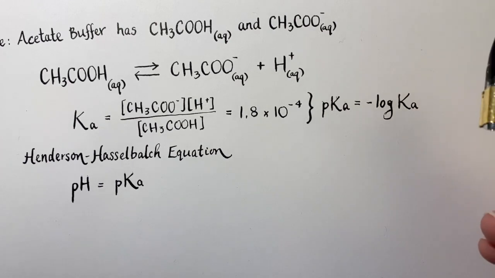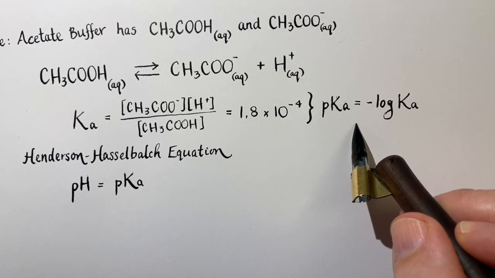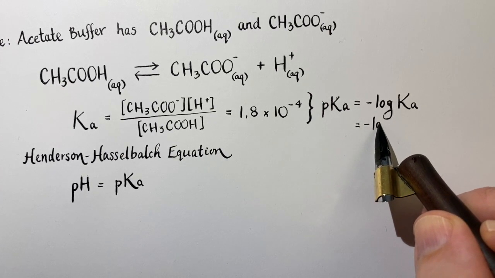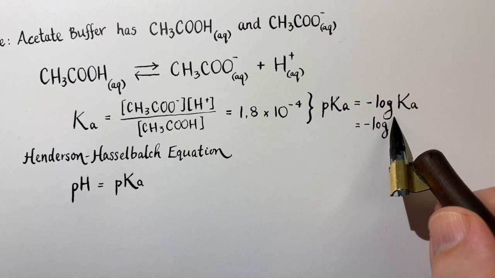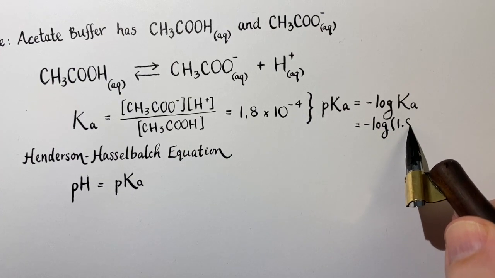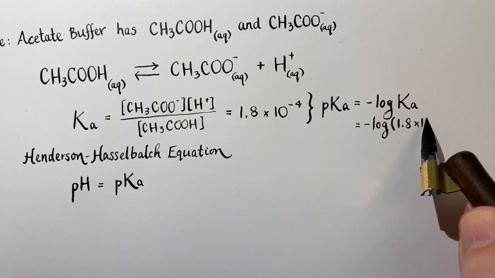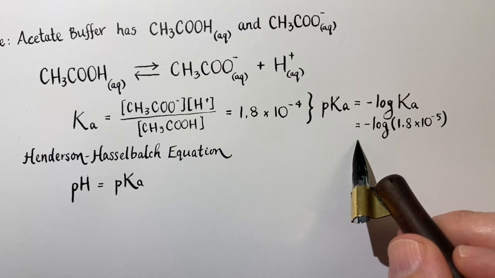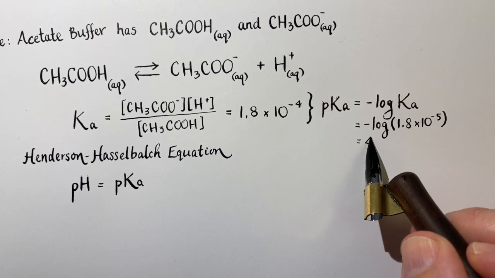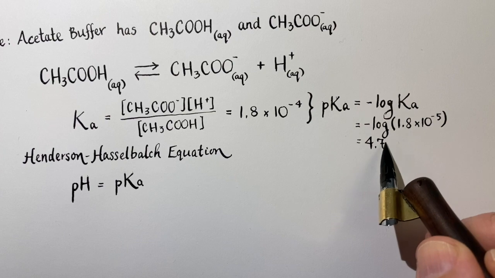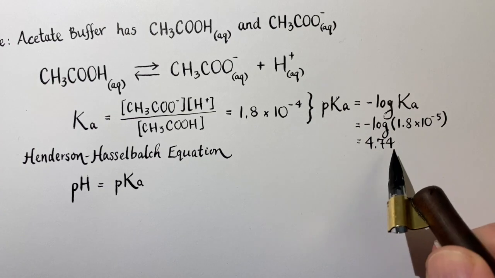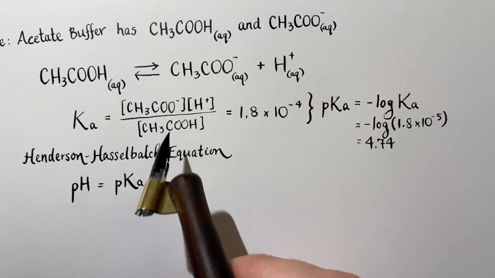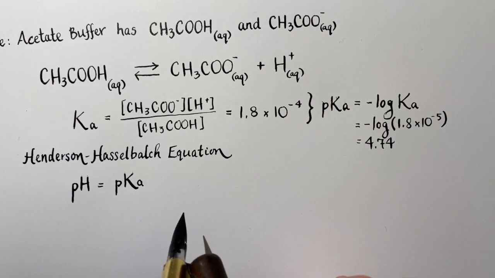So we could do that for acetic acid. Let's just do that really quick. We could take the minus log of 1.8 times 10 to the minus 10. And if we do that, we get 4.74. Okay, so here's our pKa of acetic acid. So that would be able to go there.